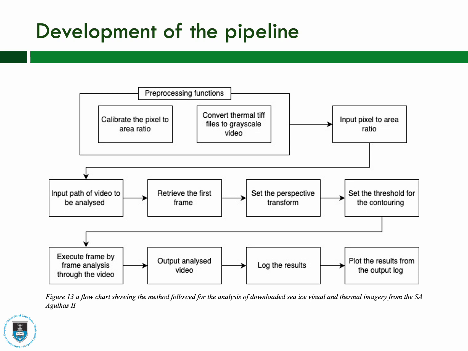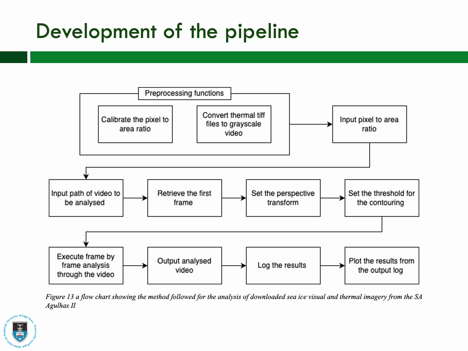Now it came for the development of the pipeline. So the pre-processing functions of the pipeline are to calibrate the pixel to area ratio. So this means that the algorithm then knows the amount of pixels in an area related to a certain amount of square meterage in real life. Then thermal imagery had to be converted into grayscale videos.